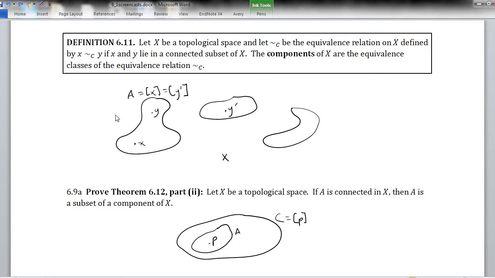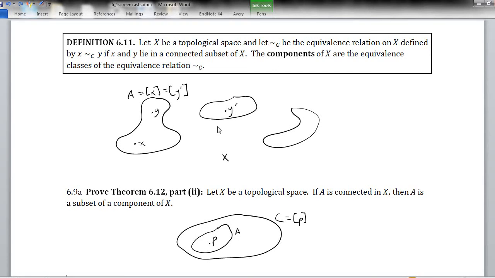And then for transitivity, if you have X equivalent to Y and Y equivalent to some Z, then you have a connected subset A containing X and Y, and maybe B containing Y and Z. Those are two connected subsets that overlap at least at Y, so their union is connected, and it contains X, Y, and Z, but in particular it contains X and Z. Therefore, X and Z are equivalent. So it's an equivalence relation, and therefore we can talk about its equivalence classes, and that's what we're going to call components.